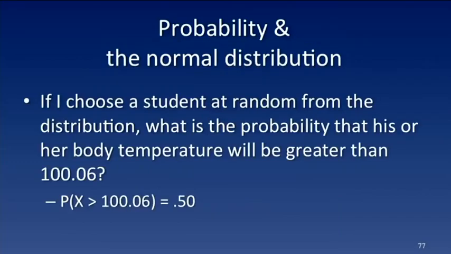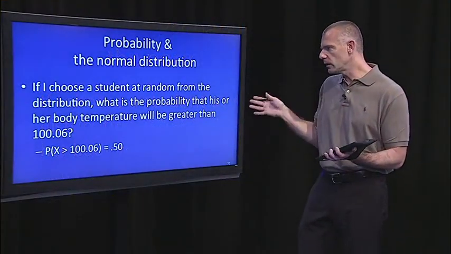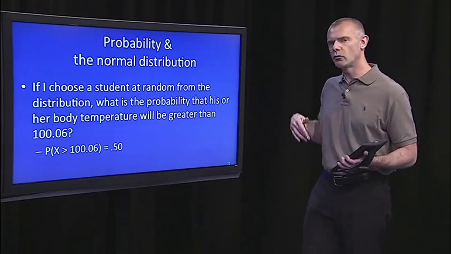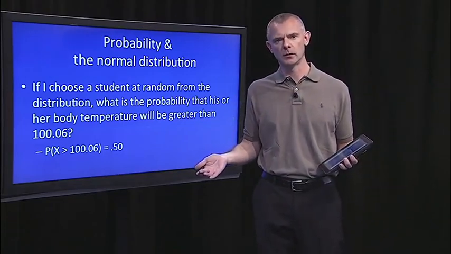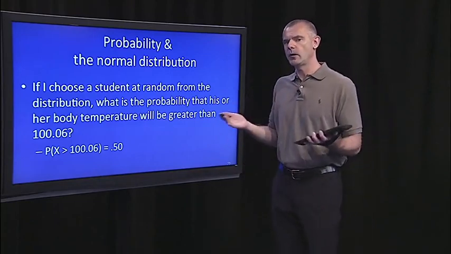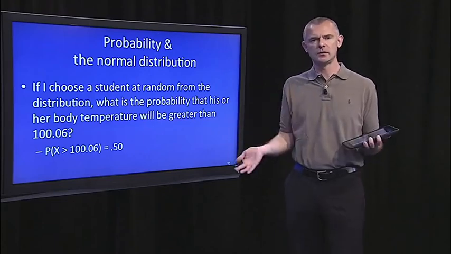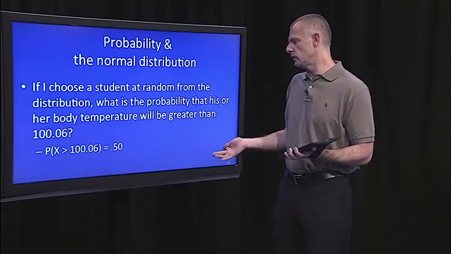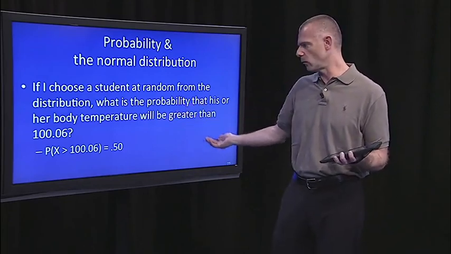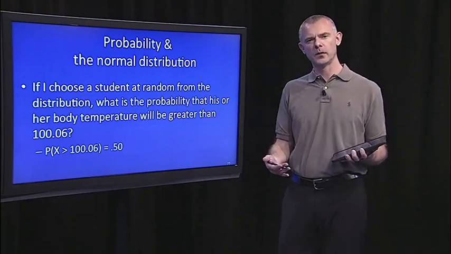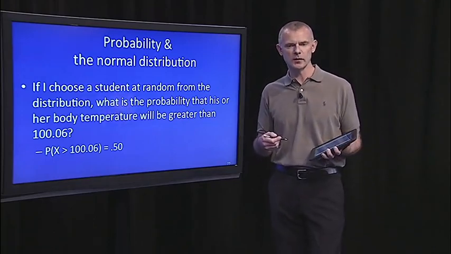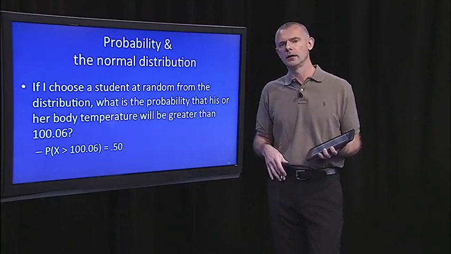Now I could say, what if I just chose one student at random from all of you people taking this course? If I just chose one student at random from the distribution, what's the probability that his or her body temperature would be greater than 100.06? Well, how many ways can that be attained? It's half the distribution. So the probability of x being greater than 100.06 is 0.5. So we can now start to make probability judgments about where people fall in the distribution.